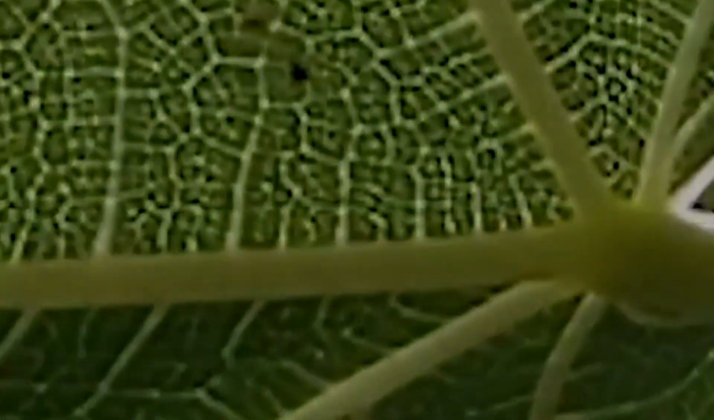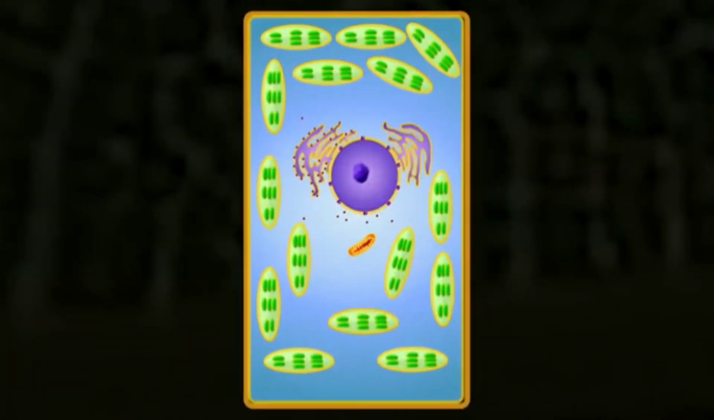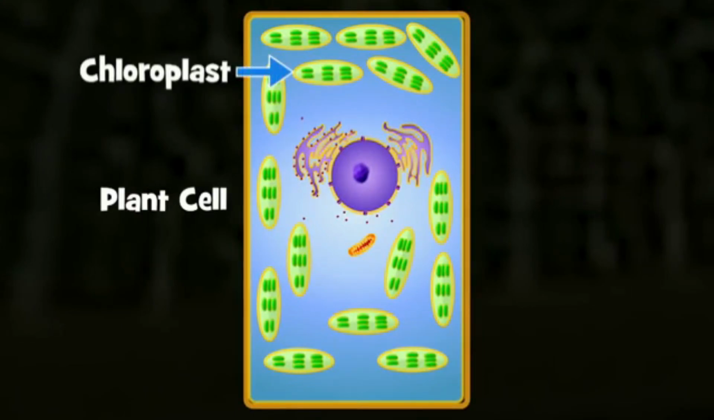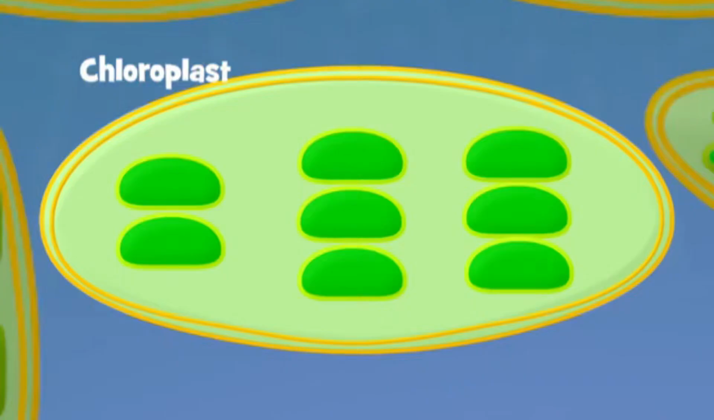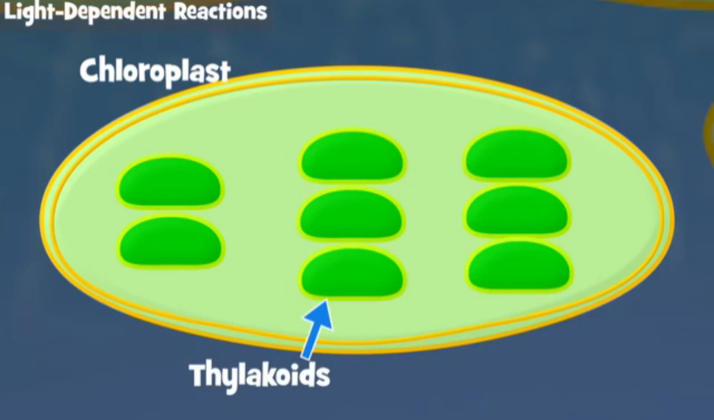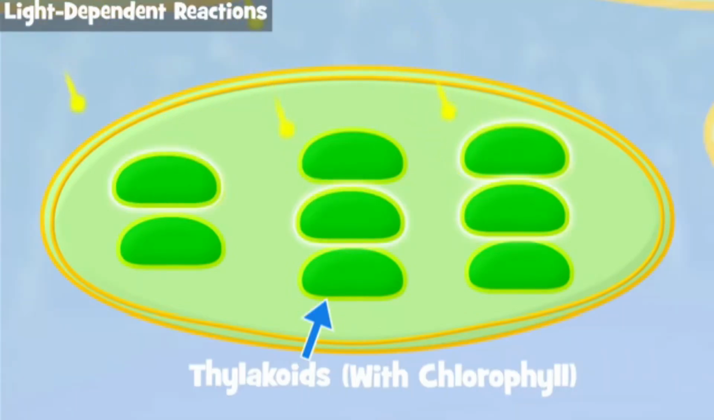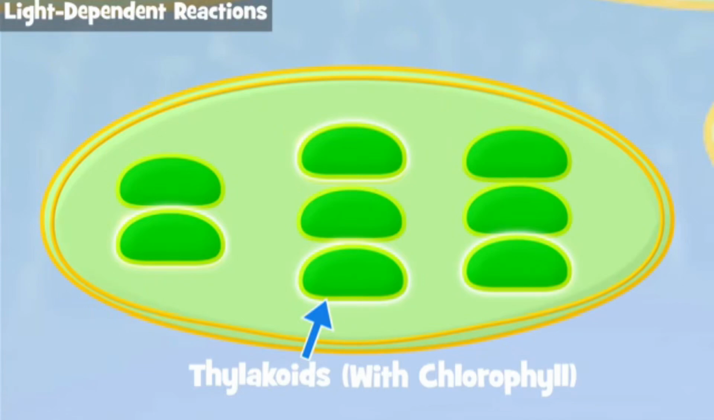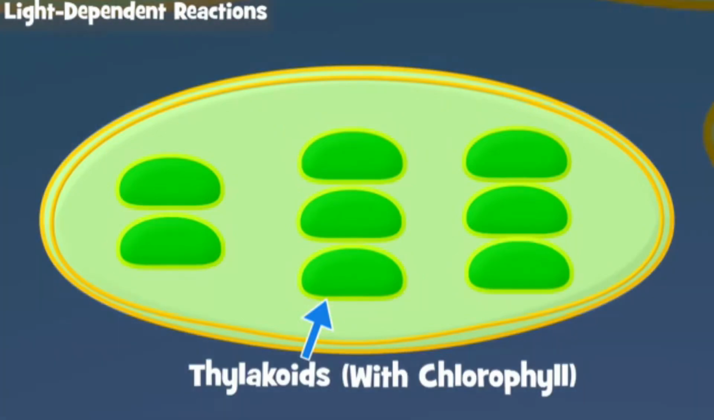Leaves are made of plant cells, and inside of these cells are special organelles called chloroplasts that do photosynthesis. Each chloroplast has many discs called thylakoids with pigments like chlorophyll that absorb light. Think of thylakoids as solar panels in the chloroplast. They absorb the light energy from the sun.